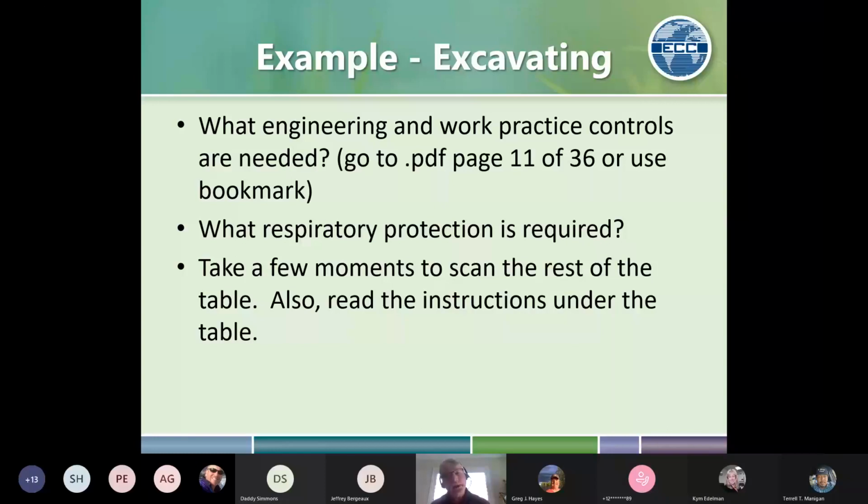Okay, so now take a look at the table and somebody tell me what engineering controls and work practices are required if you're doing excavating. You're digging in soil that has silica. What respiratory protection is required? So take a look at, I'm sorry, I didn't make the change. It's not page 11. It's page 15 of the document that Kim just sent out, which is table 1.